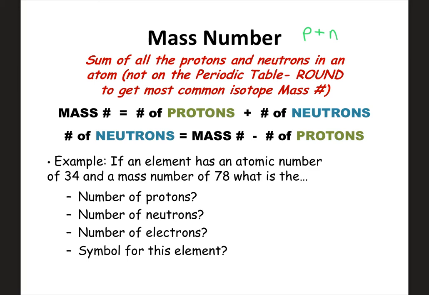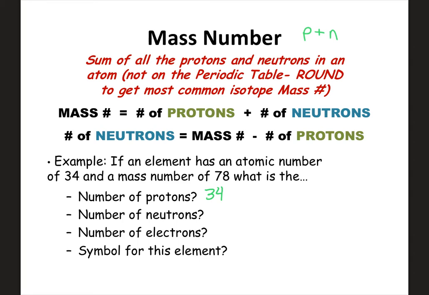Okay, so if you were doing this here now, the first question here says, what is the number of protons? All right, so they told you the atomic number. The atomic number is the same thing as the number of protons, so it's got to be 34. All right, neutrons. Now, they want to know the number of neutrons.